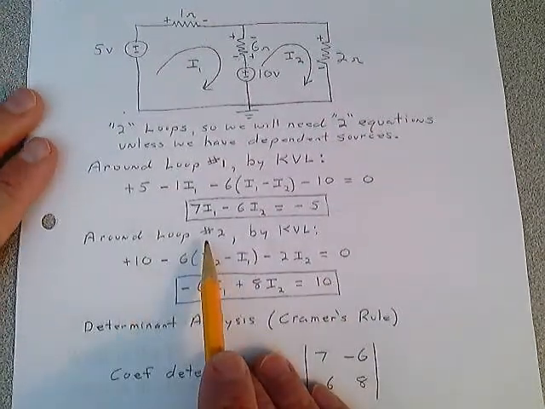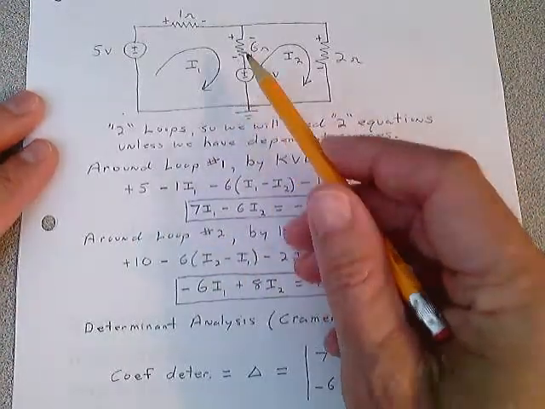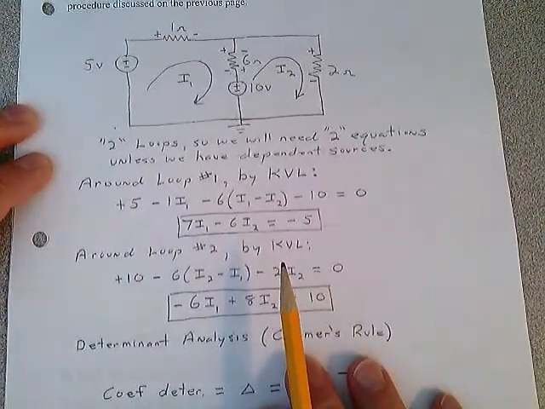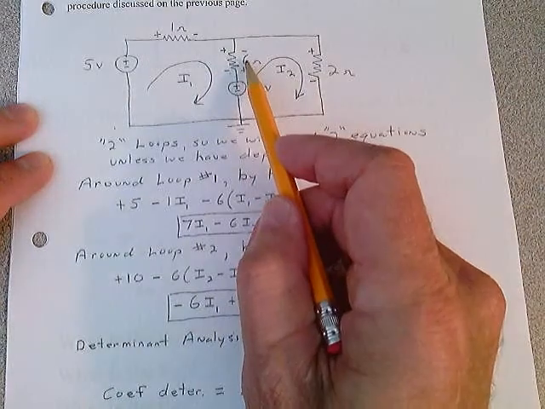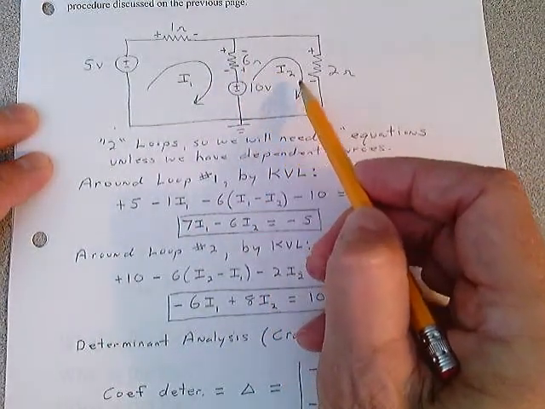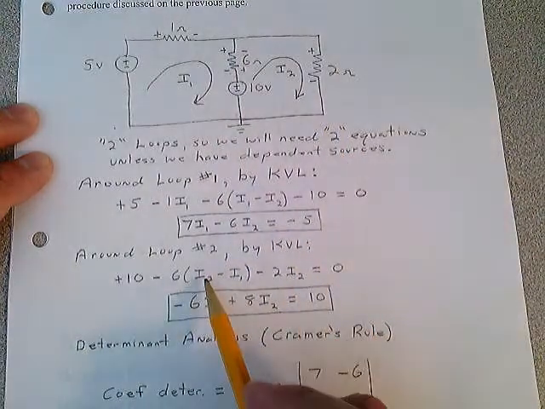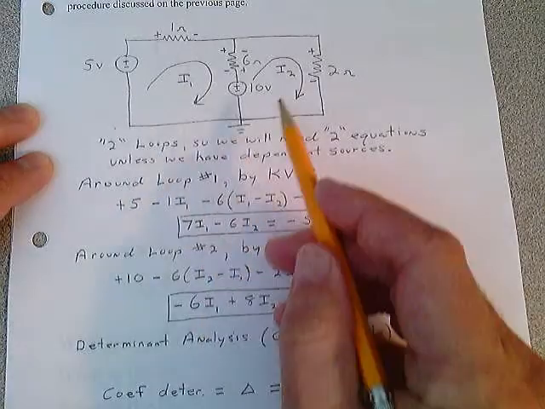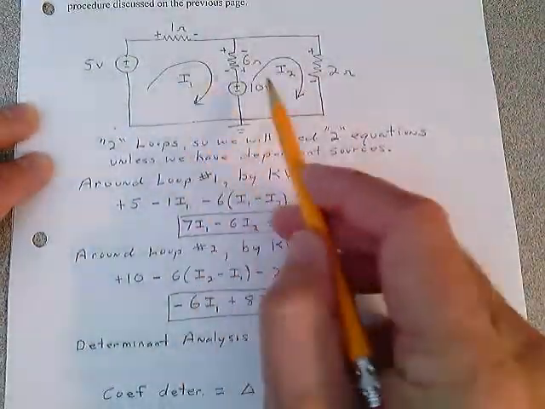Let's go around loop number 2, starting down here. Plus 10, minus 6, and then you stop and think. What current goes through that? The lead current, plus to minus, is I2, because you're in loop 2, minus I1, because it's in the opposite direction of I2 if you take a look. They're both clockwise.